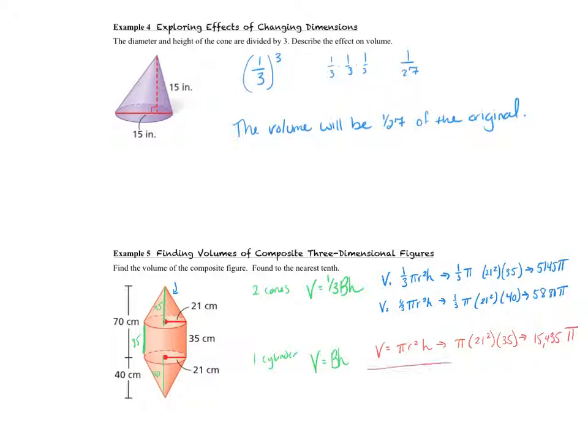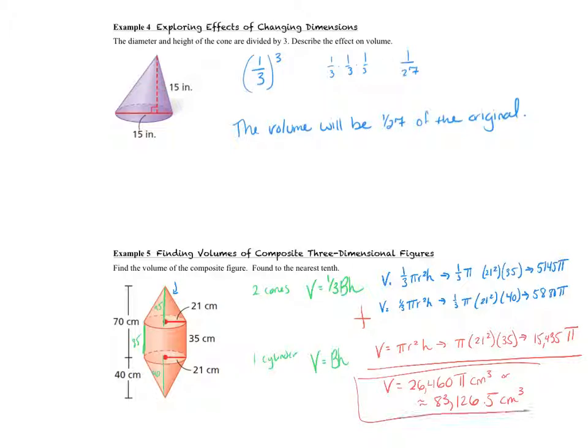And so when we add all of this up, big addition problem, we get that the volume equals 26,460 pi centimeters cubed. Or you can calculate that and you get 83,126.5, if we round it, centimeters cubed. So it's approximately... Whew, there it is.